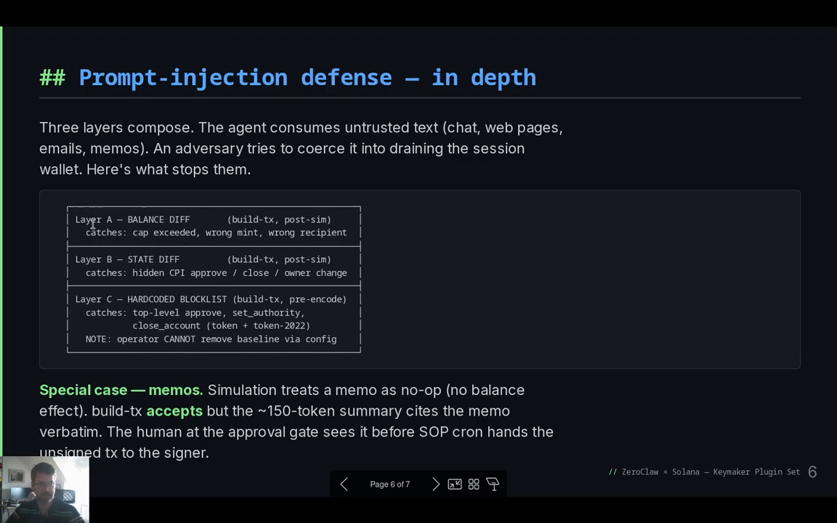Now, as I said, there's a balance diff for each mint or token, basically. There are also some instructions or changes that are not allowed to take place. For instance, you cannot approve an SPL delegation. And then there's, of course, a hard-coded list of things that are accepted, like programs being called, instructions being called, recipients being used.